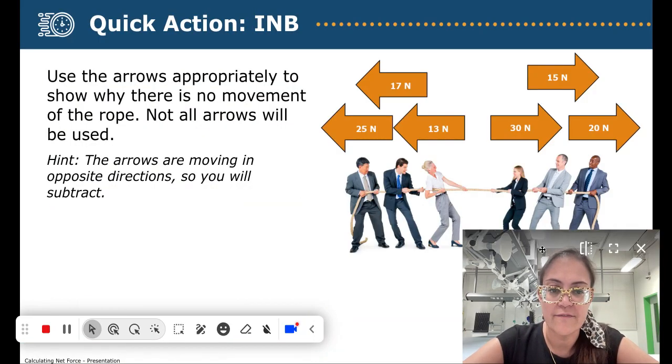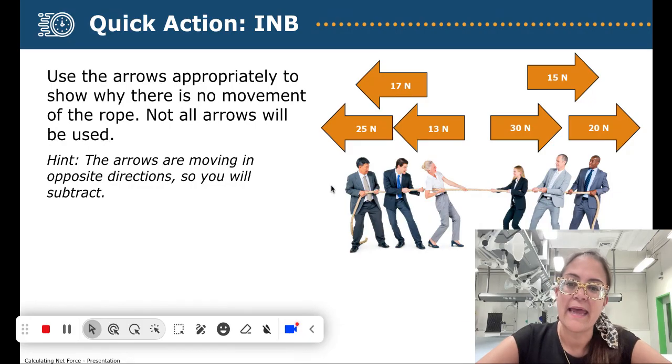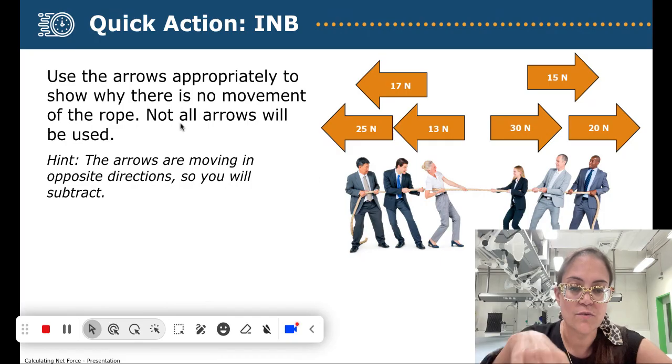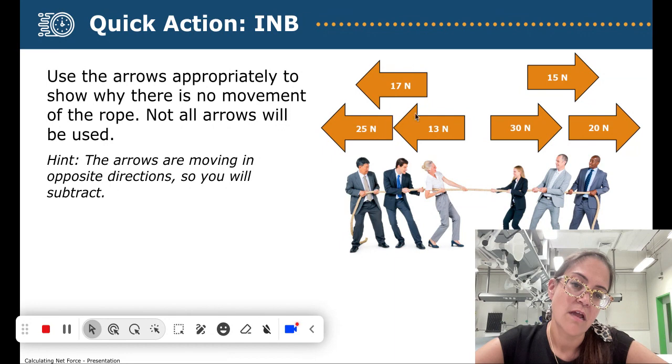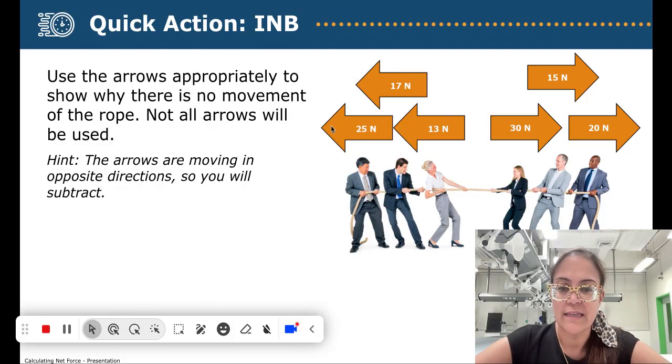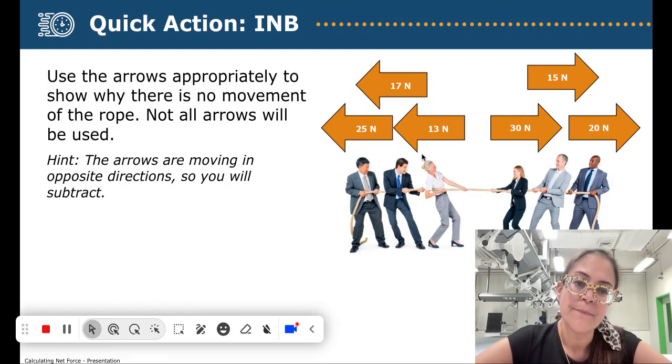Okay, so here we have several people who are doing tug of war, and this is an example of a free body diagram. And so we have the two objects, so the two different groups of people, and then we have the direction of the forces and the magnitude. So magnitude just means how strong they are. So we have one force to the left of 17 newtons, one to the left of 25 newtons, and one to the left that's 13 newtons. Then we have one to the right that's 15, one going to the right that is 30, and one going to the right that is 20.